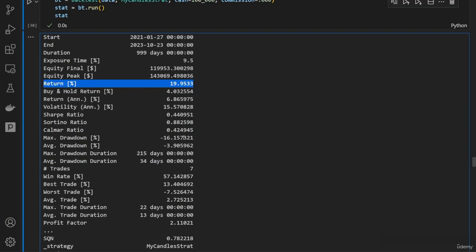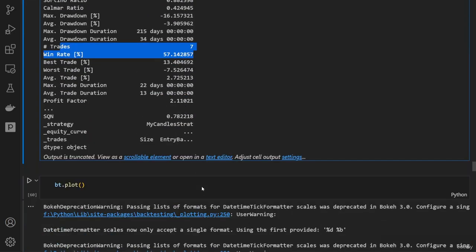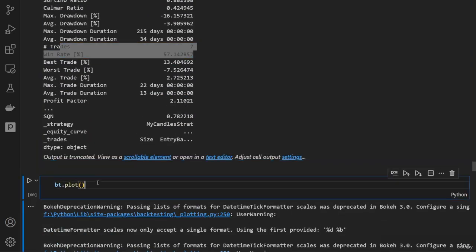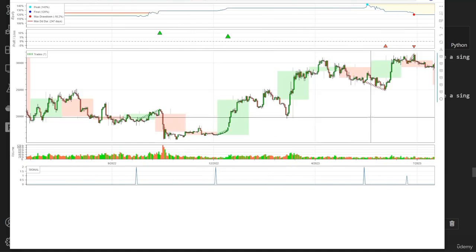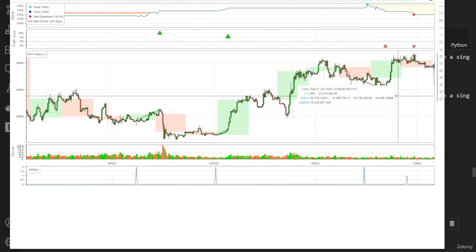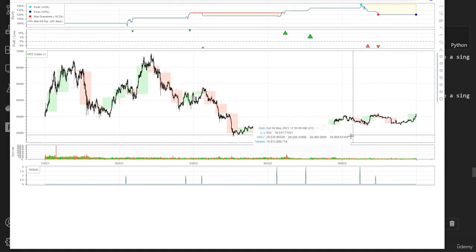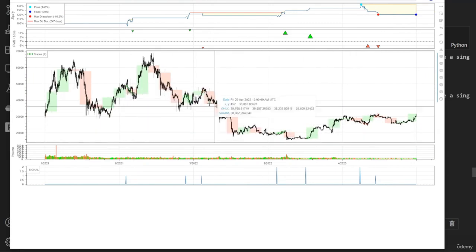It doesn't look very promising. Win rate of 57%. I don't know. It's probably the fact that the stop loss is very squeezed. It's very close to the entry points, and this is why we are being stopped, and we're not exiting at the good moment as well. So yeah, it's working for some trades. It's not working for some others.